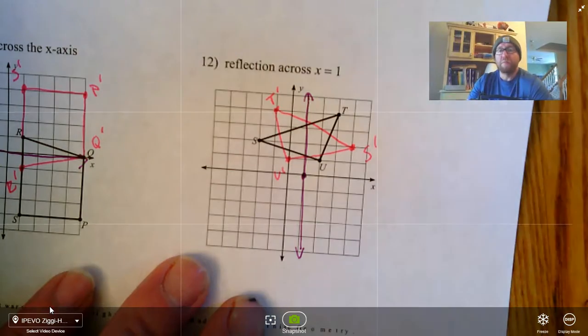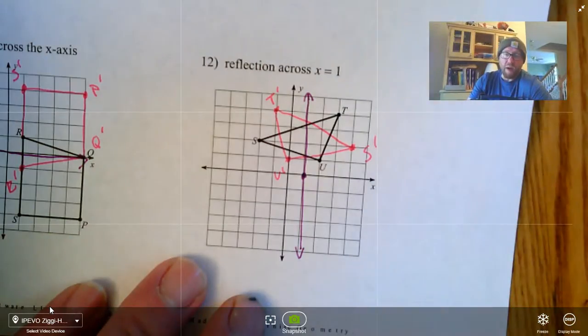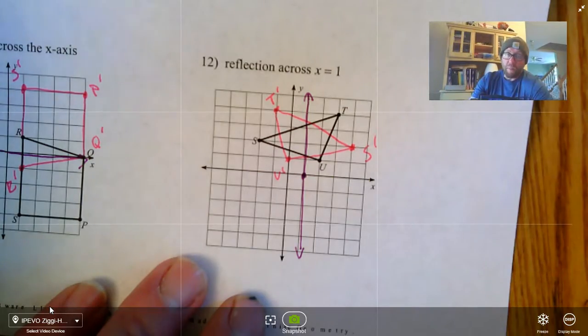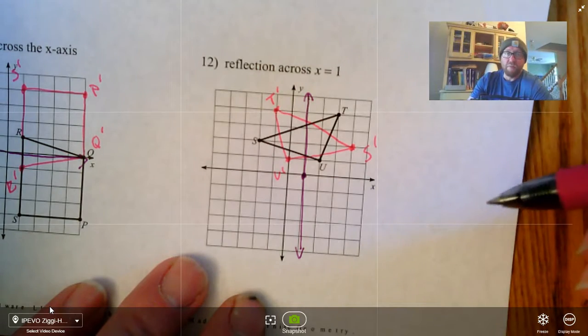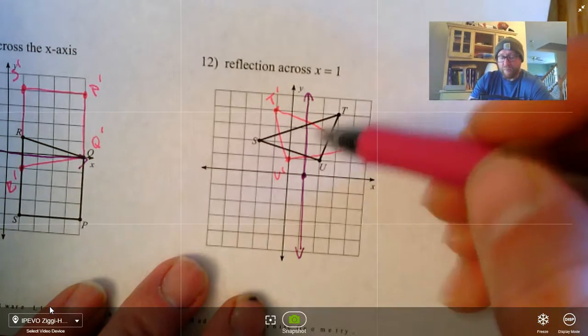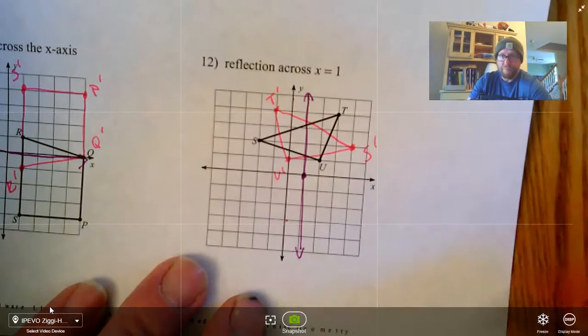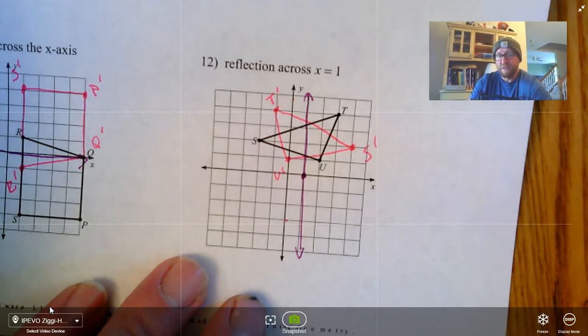So overall, the procedure is drawing the line. If it's x equals something, then you just mark that number on the x-axis and draw a line that cuts through it, perpendicular. If it's y equals something, maybe it's y equals -3 or y equals 5, then you mark that point on the y-axis, and then draw a line that cuts through that, perpendicular to the axis. And then just count spaces from each point to the axis, and then its reflected image will be that many spaces on the other side. All right? Good luck.